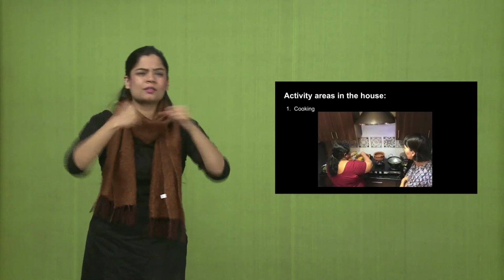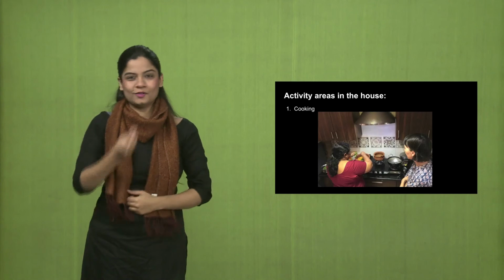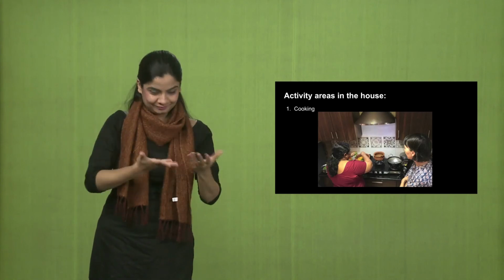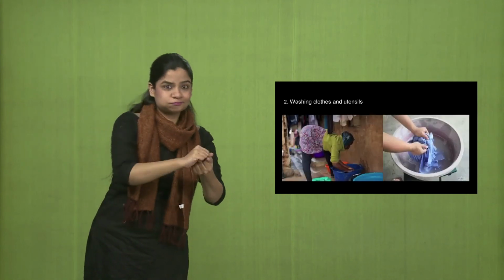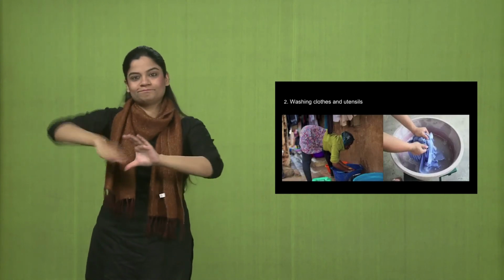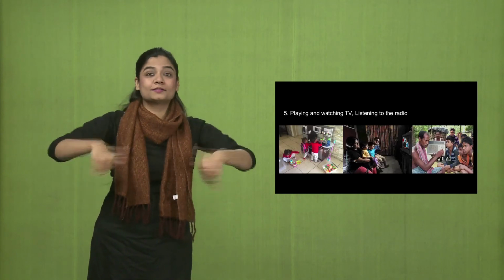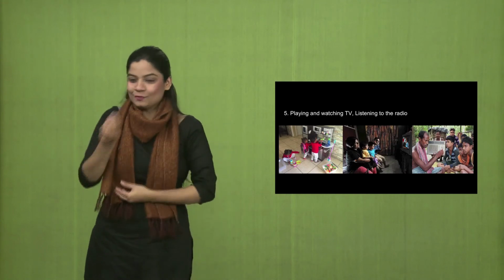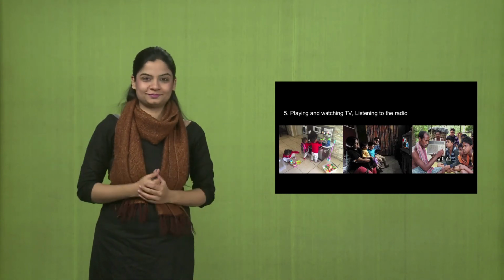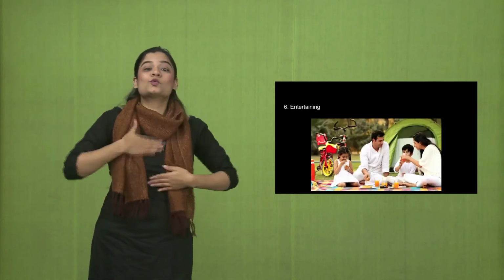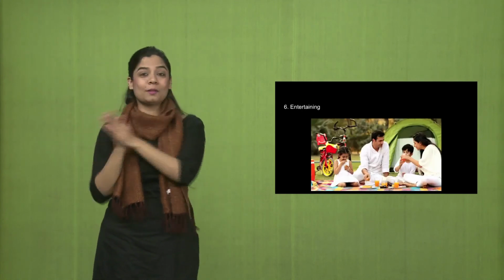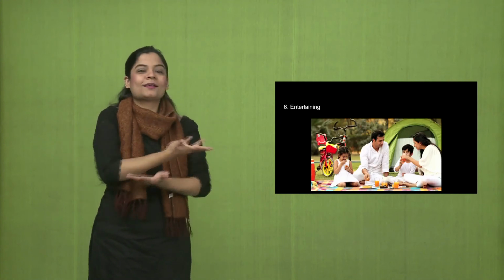Activities that are done in the house. What kind of activities are there? Let me explain. First is cooking. We all do cooking in the house. Second is washing clothes and utensils. Different utensils in the house. Third is everyone sleeping. Studying, especially for children who read and write. Playing and watching television, listening to the radio, discussing anything in the family, etc. Entertaining, going out in the sun and sitting together, playing cricket outside, having a small picnic.